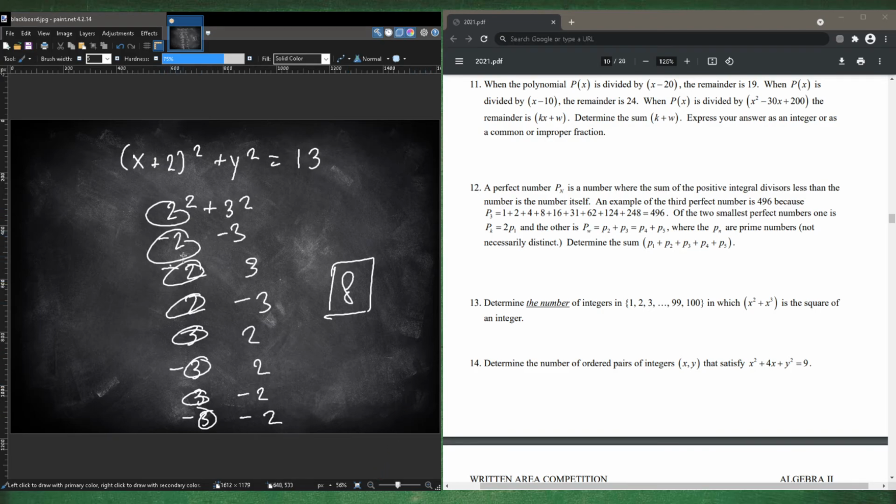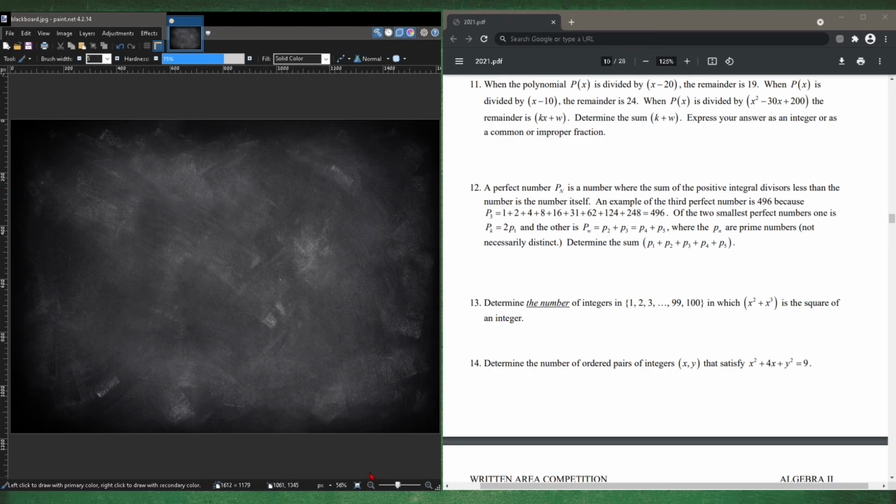Okay, but it's not exactly these numbers. You're going to have to substitute them into this. For example, if the pair was 3, -2, that means this has become 3, so x equals 1, and y is -2 in this case. But it doesn't really matter because you're just looking for the number of ordered pairs, not what they specifically are.